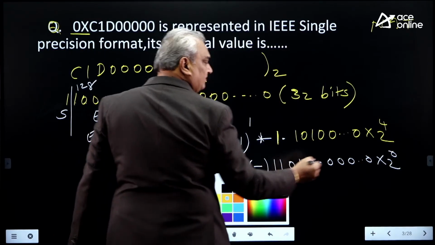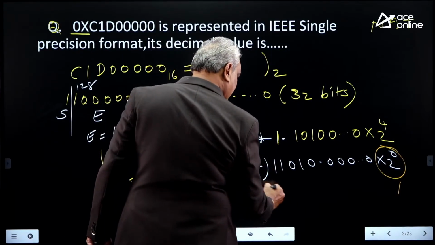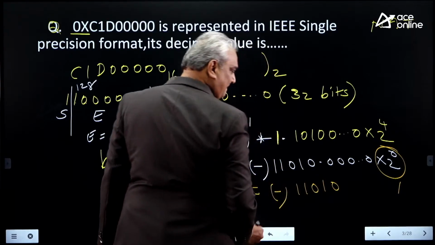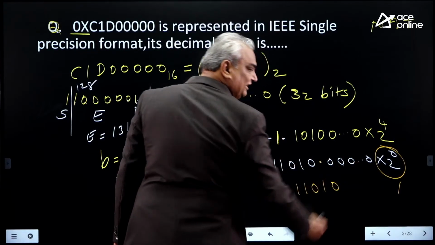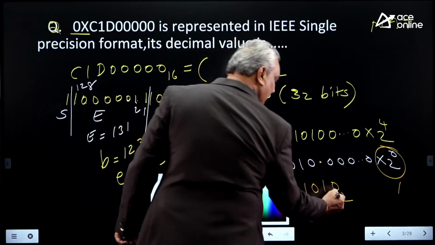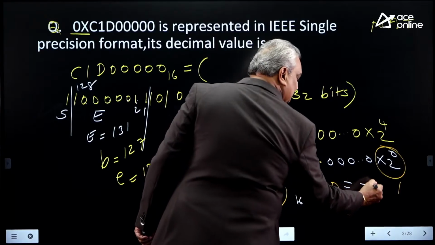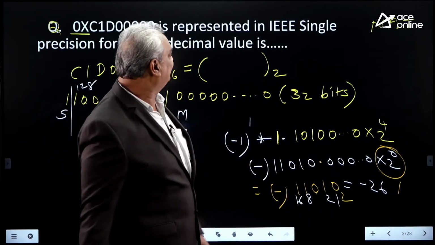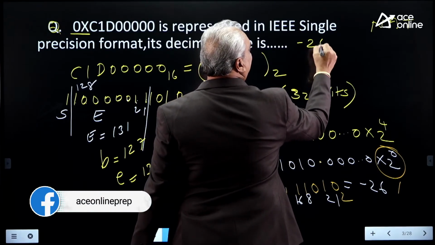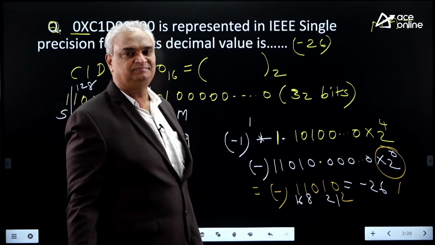Then this value becomes 1. So the final value is minus 11010 point, and here the fractional part is not needed to consider. So it is in binary. What is the decimal value for the same? 1, 2, 4, 8, 16. So finally minus 26. Our answer is minus 26. It is the value. Okay?